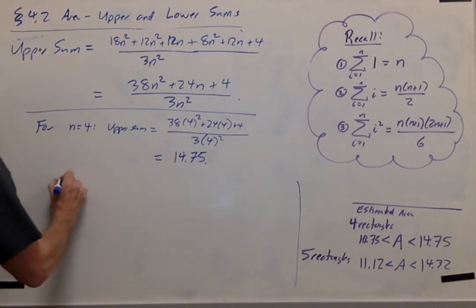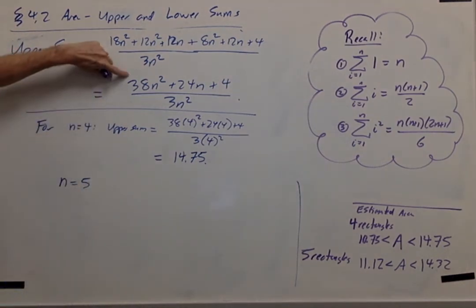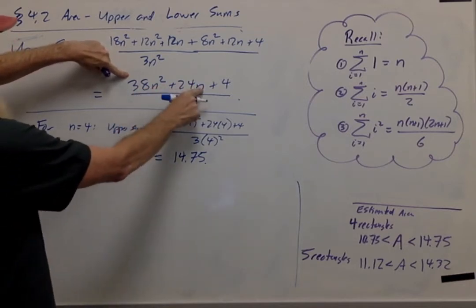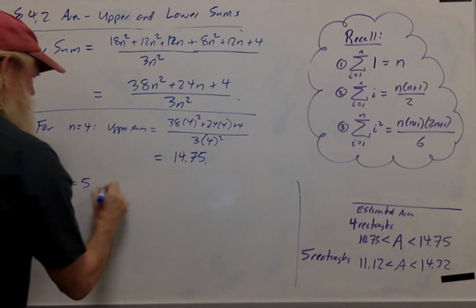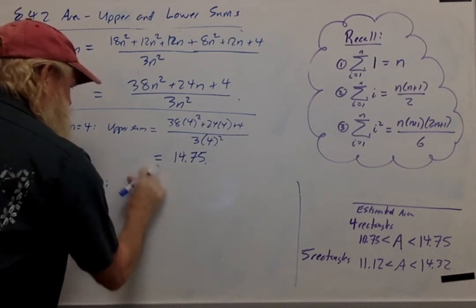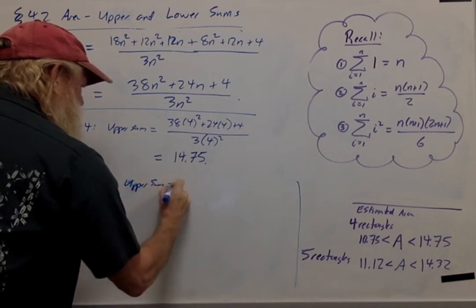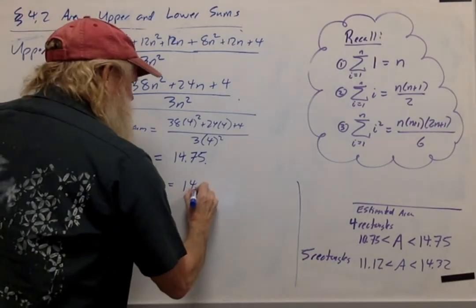And similarly, if you take n equals 5 and substitute it into this formula, you should do it. Plug in 5 for each one of these n's. You're going to get that the area is equal to 14.32.